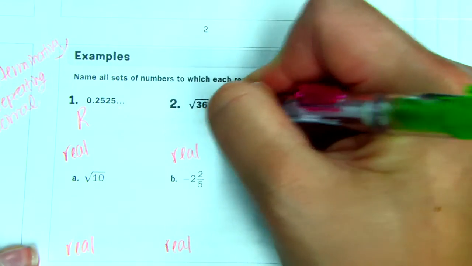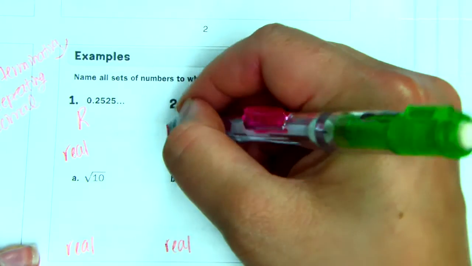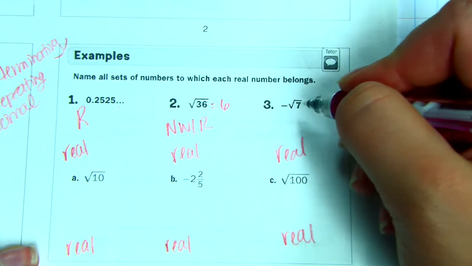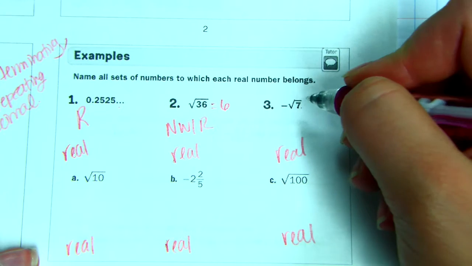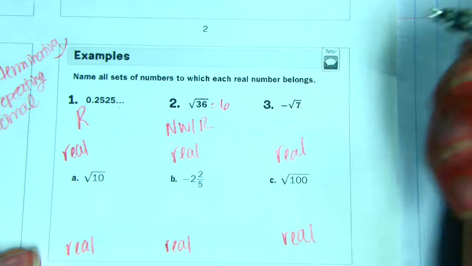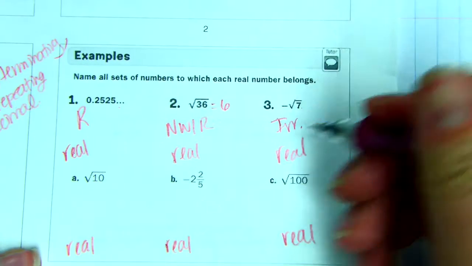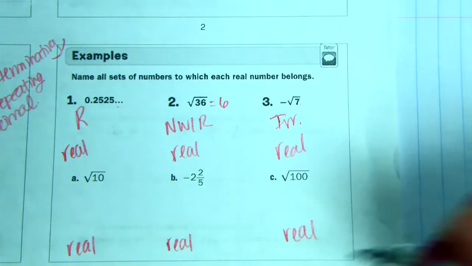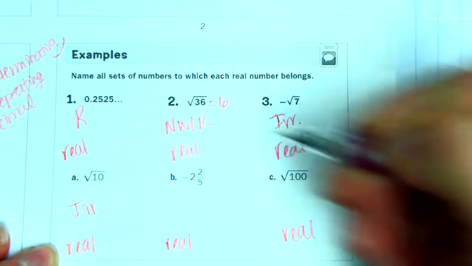Square root of 36 simplifies to 6. That's a natural number, so it belongs to all of the sets. Does the square root of 7 have a perfect integer that you can square? No, this is irrational. Same story for the square root of 10. No whole number times itself gives you 10, so this is an irrational number.